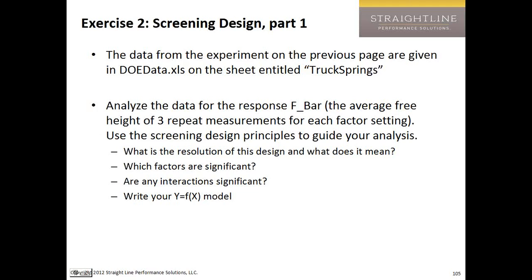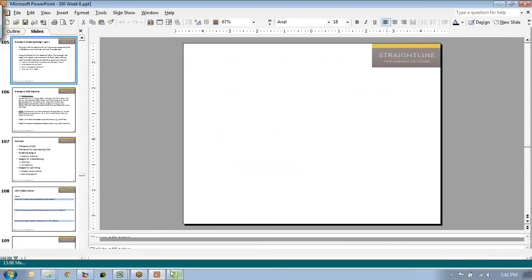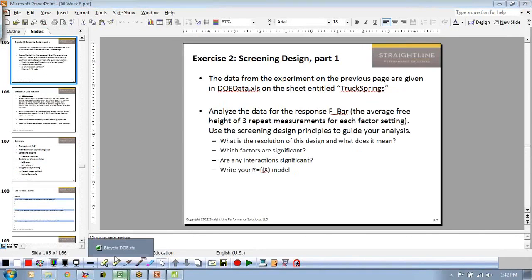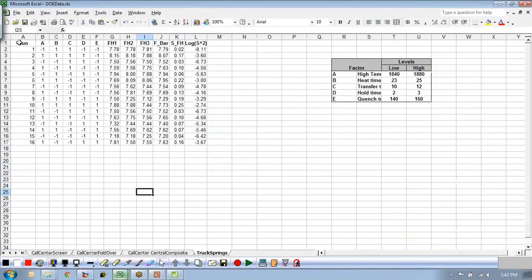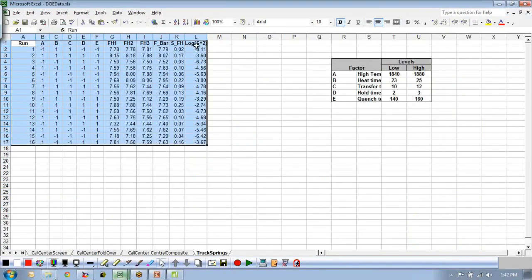Now notice that they essentially did 3 repeated measurements, and then they averaged that. That was their experiment. So we take care of what is the resolution, which factors are significant, write your own f of x model. These data are given in, not in here, but in the truck springs example right here. Let's pop that into Minitab.